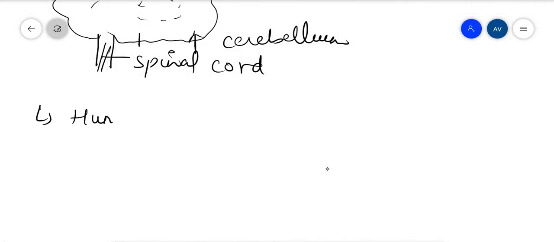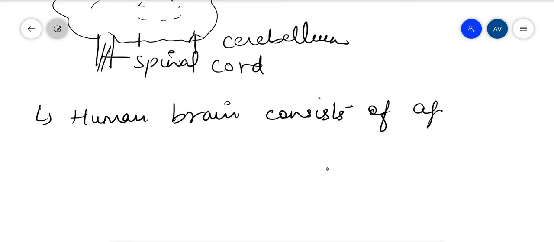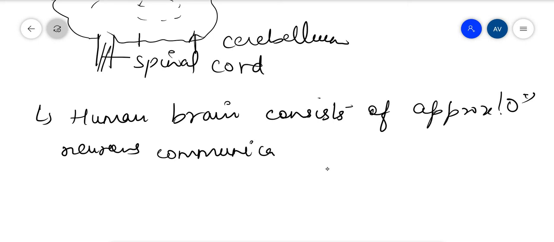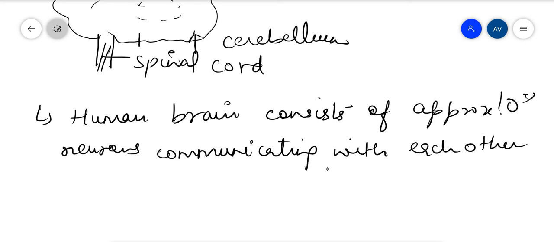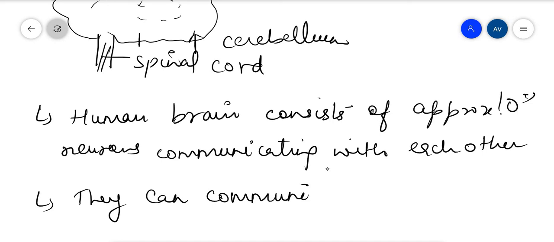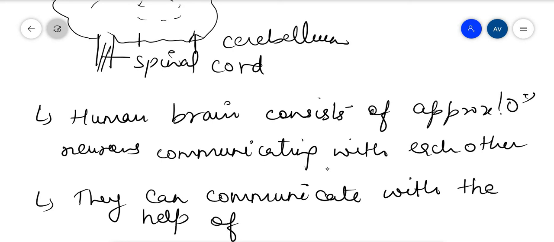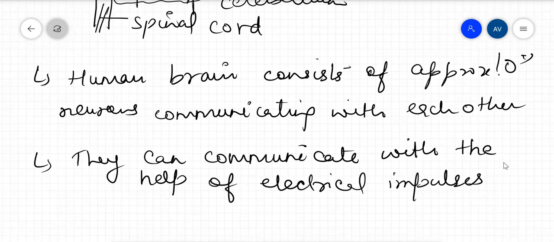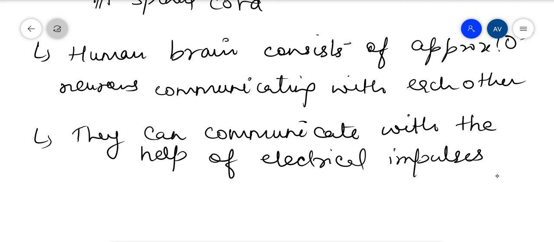This human brain consists of approximately 10 inches of neurons communicating with each other, and they can communicate with the help of electrical impulses. There are some kind of signals generated, and these signals will help neurons to communicate with each other.